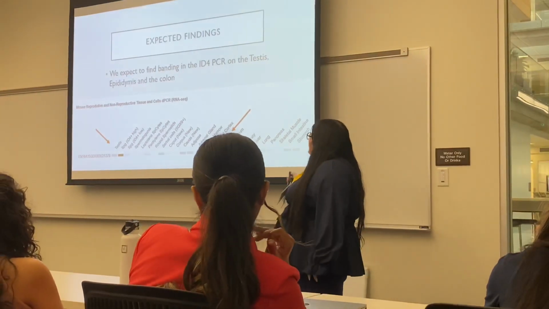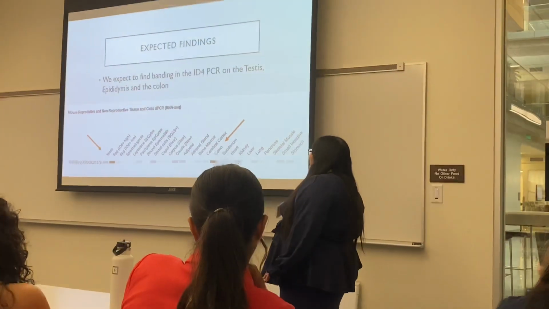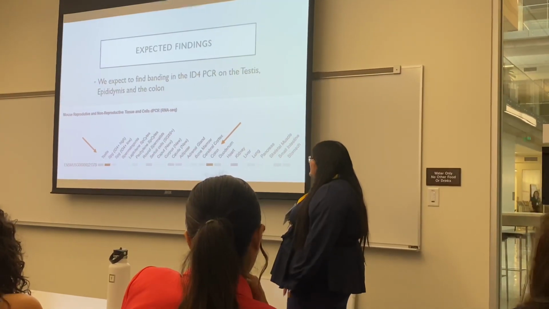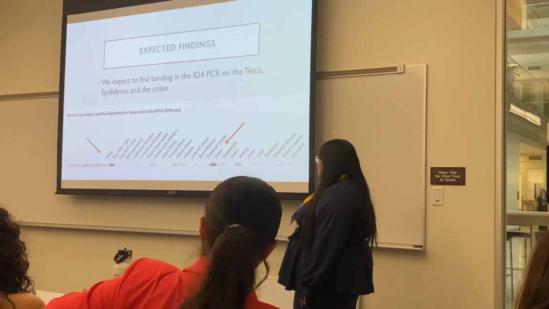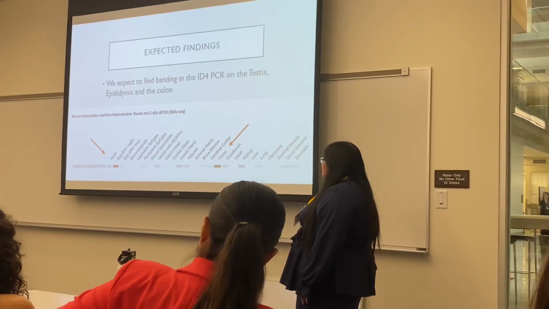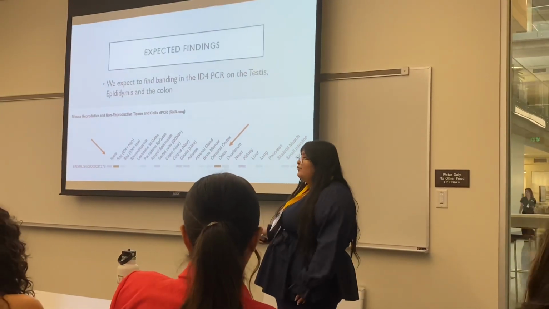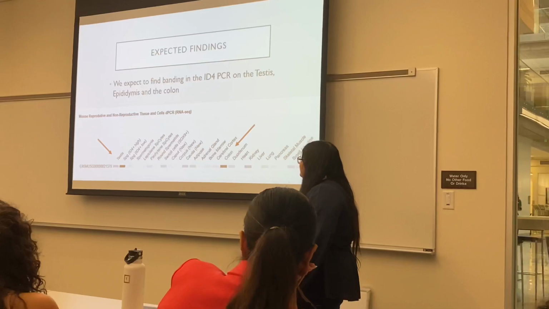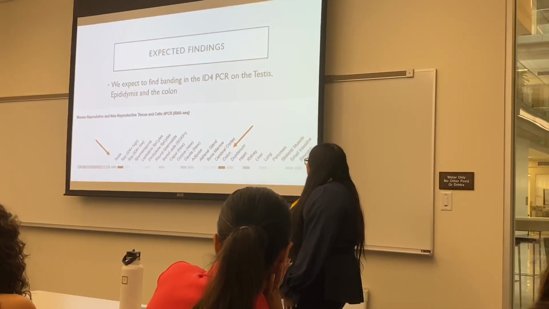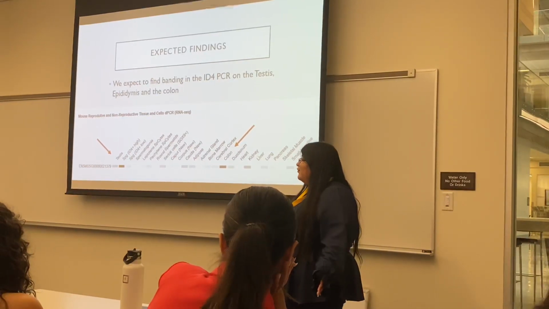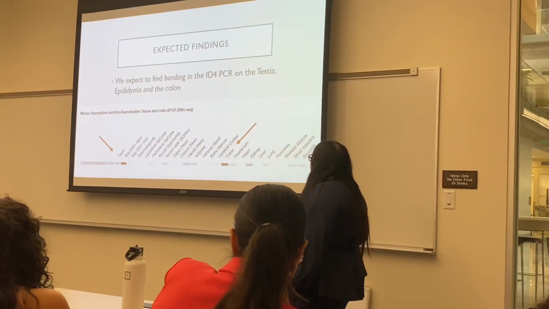So our expected findings, since we have not done this yet, is we expect to have banding in our PCR within the testes, the epididymis, and the colon. Because as we know, just generally without the transgenated gene, this is where ID4 is found. That's just how we know through RNA sequencing in general.